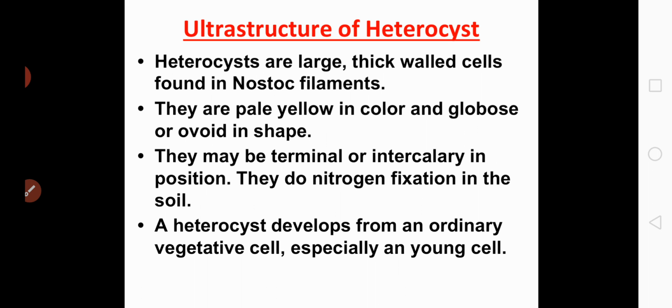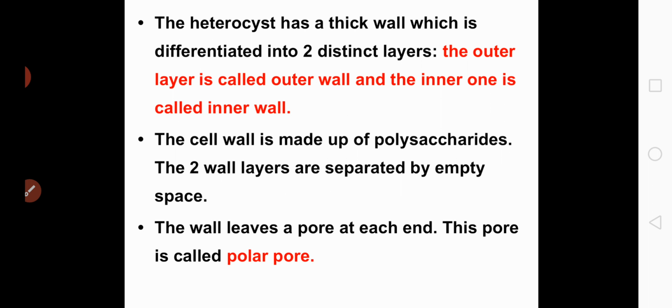A heterocyst develops from an ordinary vegetative cell. The heterocyst has a thick wall which is differentiated into two layers. The outer layer is called the outer wall and the inner layer is called the inner wall. So each heterocyst contains a thick wall differentiated into outer wall and inner wall. And the cell wall of the heterocyst is made up of polysaccharides.